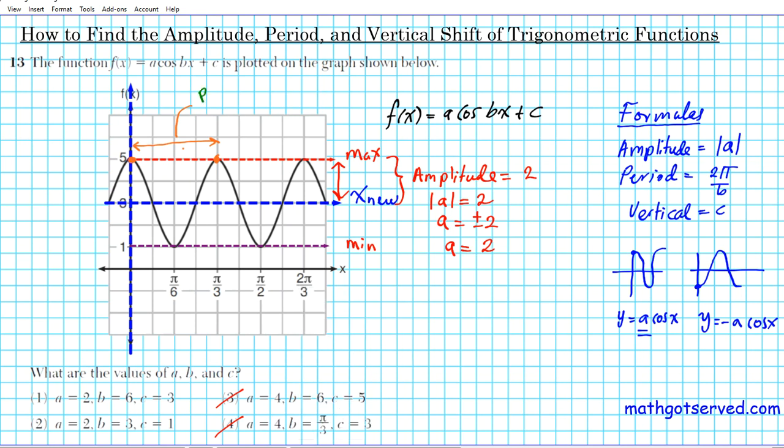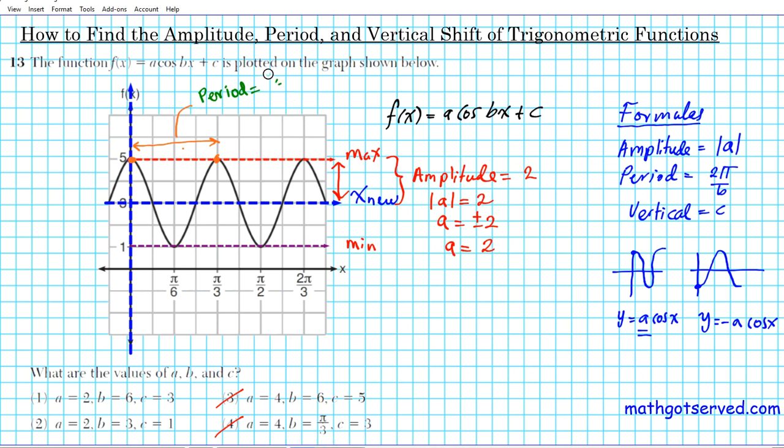This is our period. So the period in this graph, let's count it. 1, 2, 3, 4. The period is, count again, 1, 2, 3, 4, is 4. So the period is 4. Now, oh, quick correction. The period is not 4. The period is pi over 3.